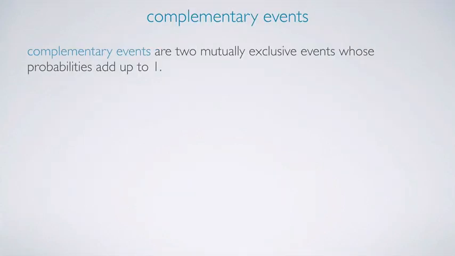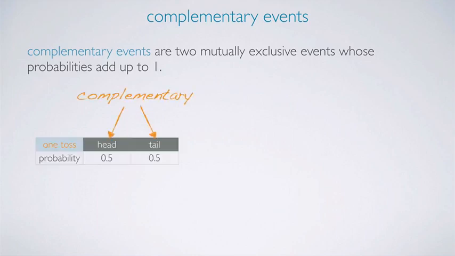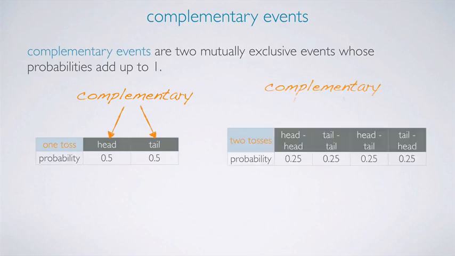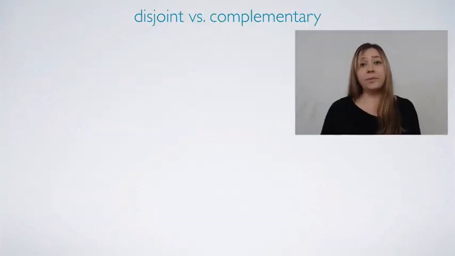Last terminology that we're going to cover in this video is complementary events. These are 2 disjoint events, or 2 mutually exclusive events, whose probabilities add up to 1. For example, if a coin is tossed once, the complement of a head is a tail. Say a coin is tossed twice, the complement of the outcome head and head is simply the sum of all the other 3 possibilities: tail, tail, head, tail, or tail, head. So what we're doing is we're dividing the sample space into 2 such that the sum of the probabilities still add up to 1. To recap, note that disjoint and complementary events do not mean the same thing.